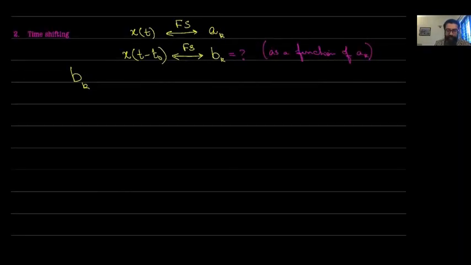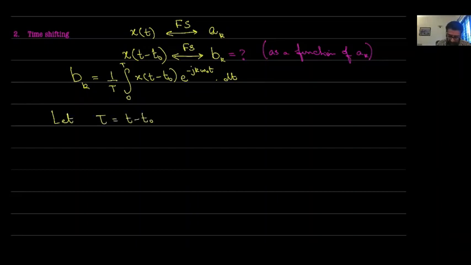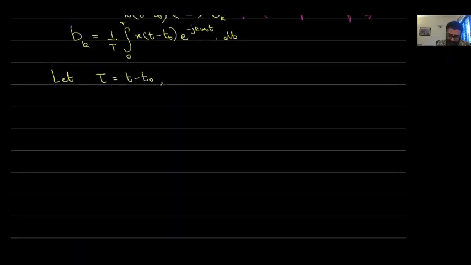So let me just go ahead and try to determine what these coefficients b's are. In order for me to determine b sub k, I'll just use the analysis equation. So b sub k is equal to 1 upon T, integral over one period. For ease of analysis, let me take that period from 0 to T. And the signal that I wish to determine the Fourier series coefficients of is x of t minus t naught. This needs to be multiplied by e raised to the power minus j k omega naught t dt. In order to try to relate this to a's, let me make a change of variables. Let a new variable tau be equal to t minus t naught, and let me plug this new variable back into the integral above.